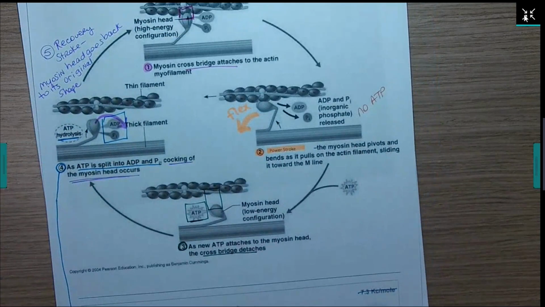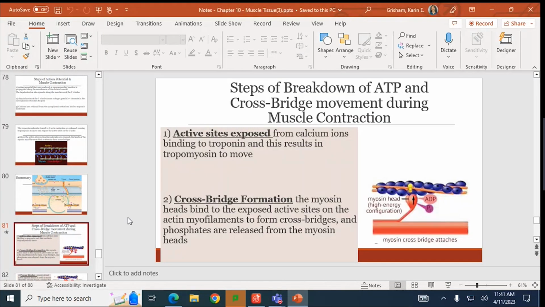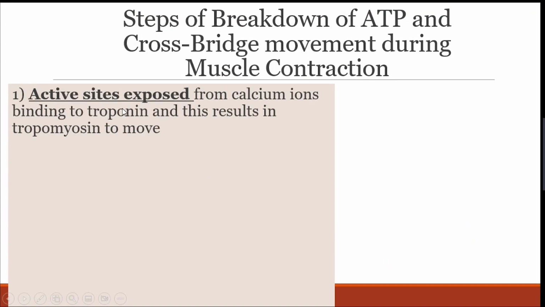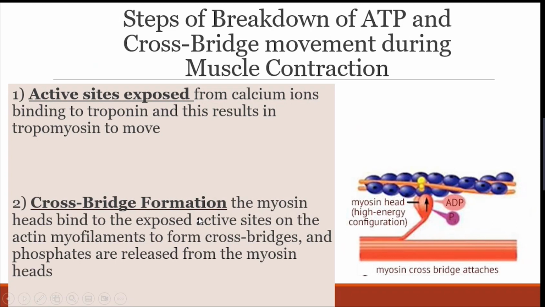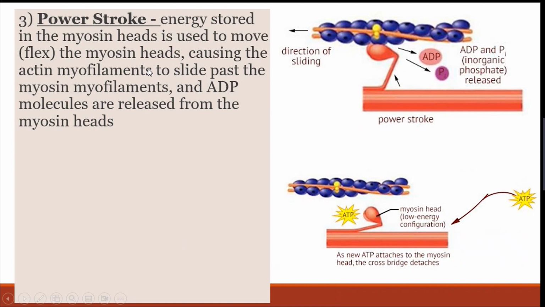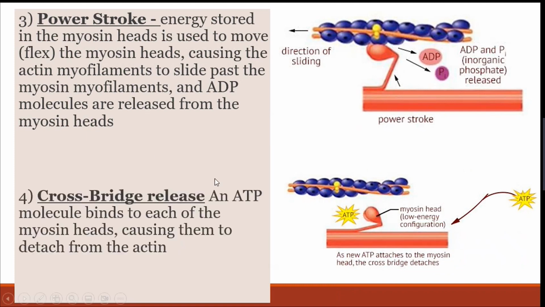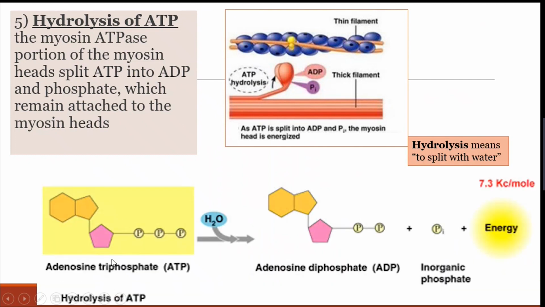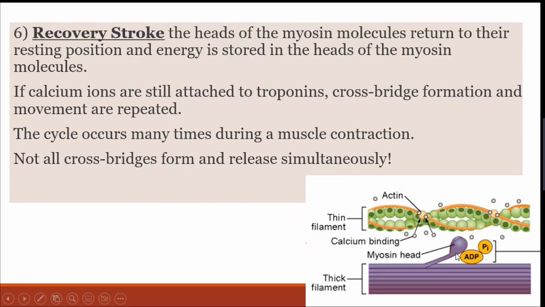Okay, so in your notes, that's what this is. We've got the active sites exposed. We've got cross-bridge formation that has occurred. The power stroke does not require ATP. It's just the myosin head flexing. The cross-bridge release, which does require ATP, and then the hydrolysis of ATP, which is the breakdown into ADP and inorganic phosphate. So that's that one. And then the last piece is the recovery stroke, and you can see that myosin head extending, ready to bind to actin again.